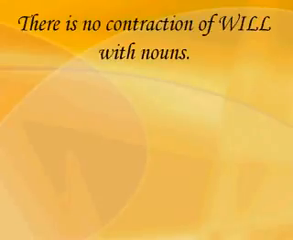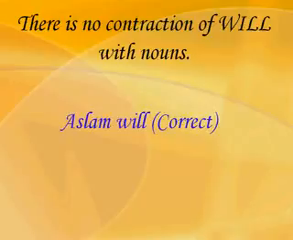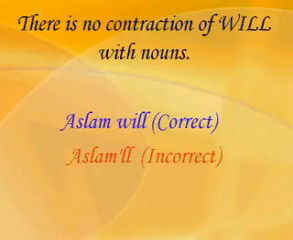Now there is no contraction of will with nouns. Please remember that there isn't any contraction of will with nouns, so don't try to contract will with nouns. For example, Aslam will, this is the correct form. Aslam is a noun, you know that, and with will there isn't any contraction. Aslam will. The wrong thing is Aslamil. Aslamil does not exist. This is completely wrong according to grammar rules. So you cannot contract a noun with will. No contraction of will with nouns.